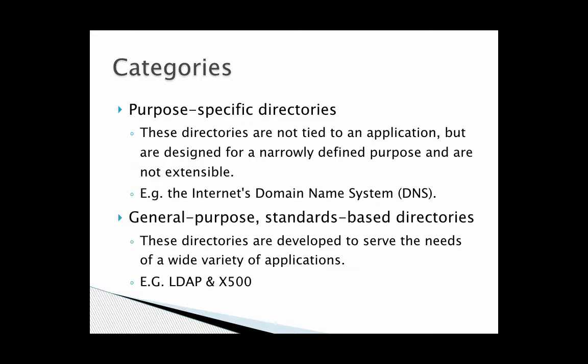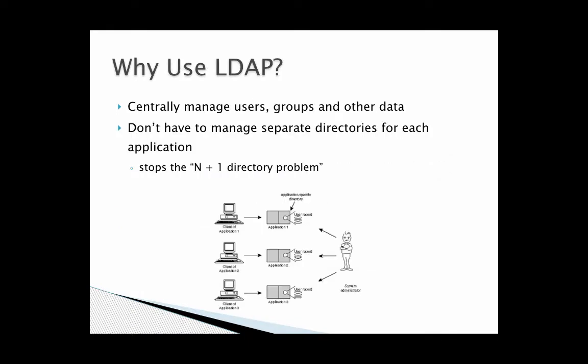We have purpose-specific directories, such as the DNS, which we talked about briefly, and then we have our general purpose standard-based directories, such as LDAP and X500. And these are the ones that you can access from basically any application you write to pull the data out of. So why do we use things like LDAP?